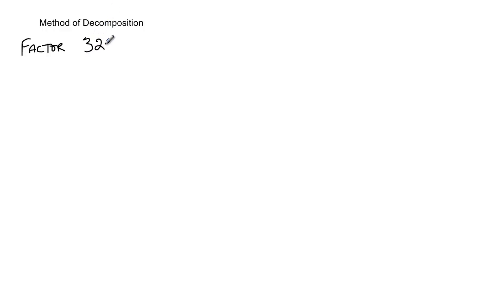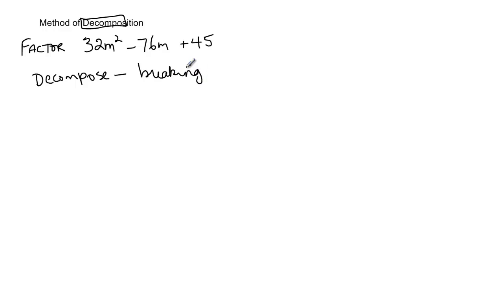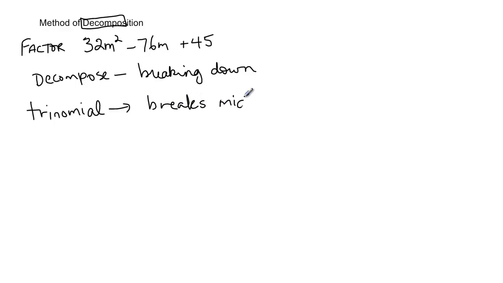So let's put that question back here. Let's look at 32m squared minus 76m plus 45. Method of decomposition is something that, first of all, is going to decompose, or it wouldn't be called that. What does decompose mean? If you have a compost pile and it's decomposing, it is breaking down. What method of decomposition does is takes this trinomial and breaks the middle term down into 2 pieces.